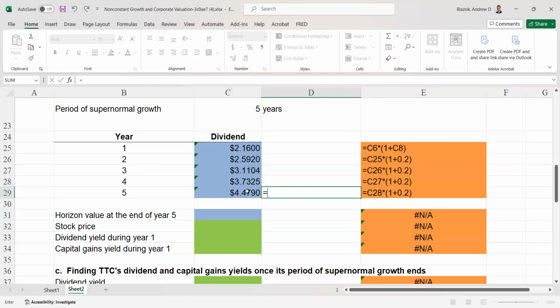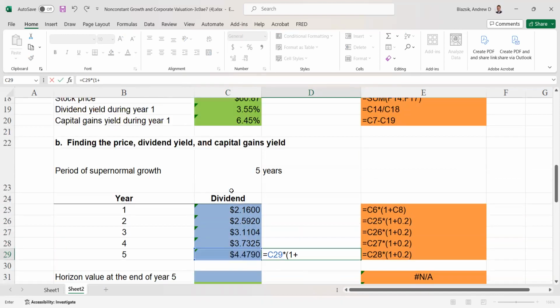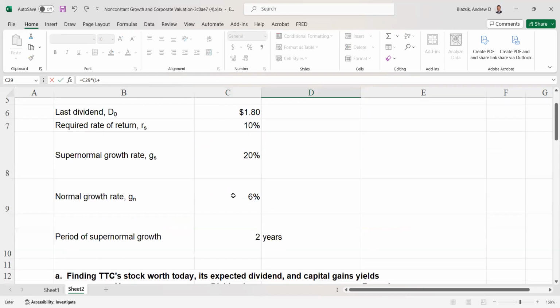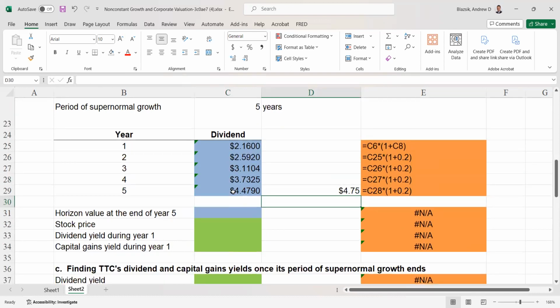So the 6th year would be the 5th year multiplied times 1 plus the normal growth rate now. So that's the dividend paid out in the 6th year. And that'll be a perpetuity. And the perpetuity starts in the 5th year. So what we want to do is to find out what is that value worth in the 5th year. So in other words, if I bought the stock in year 5, what is it worth?